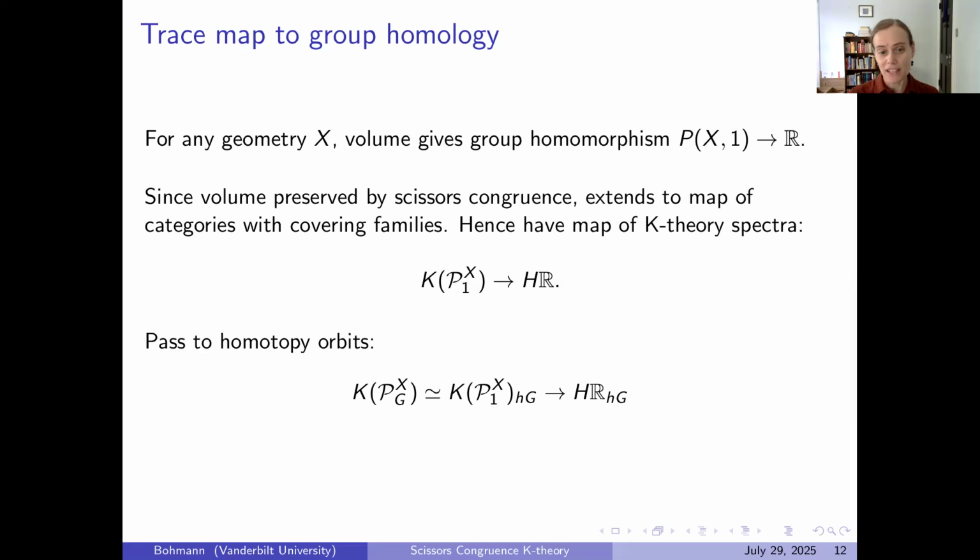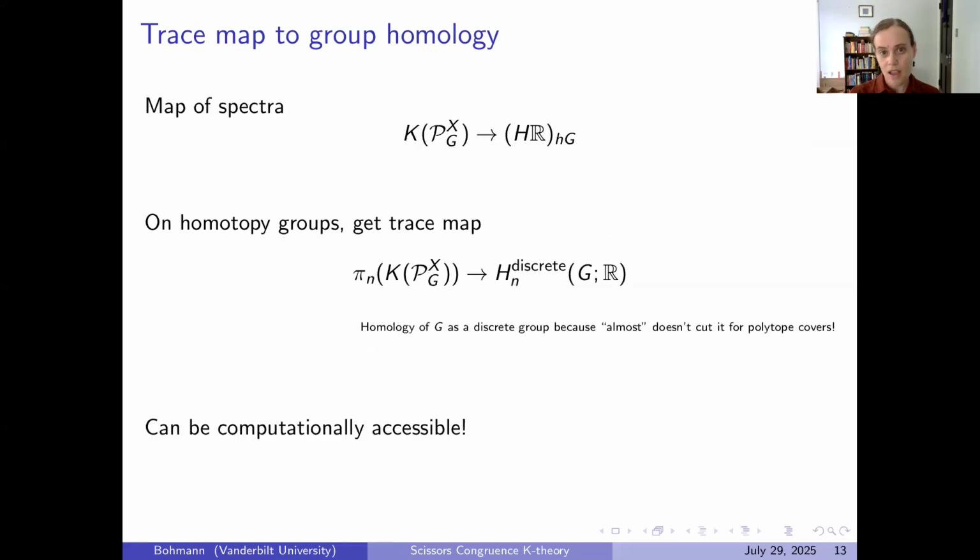And now we can pass to homotopy orbits. So if we take our favorite group of isometries G, then the K-theory spectrum for scissors congruence with isometries in G is the same as the K-theory spectrum for scissors congruence with no isometries allowed at all, but taking the homotopy orbits under G. And that therefore maps to the homotopy orbits of the Eilenberg-MacLane spectrum under G.